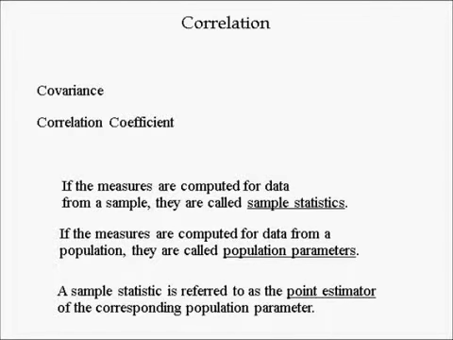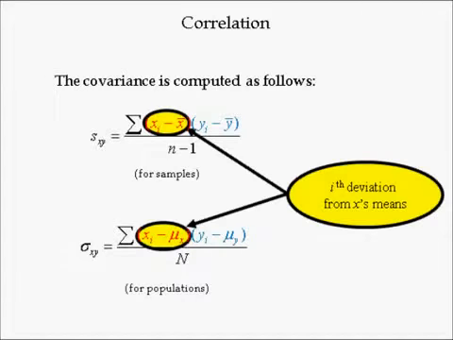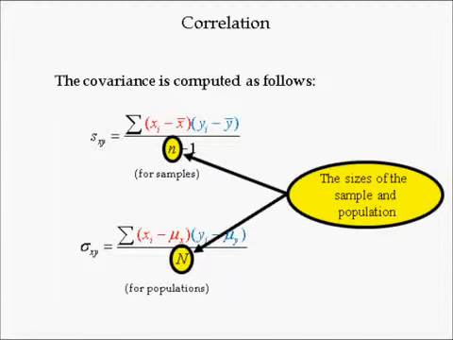The procedure used to compute a sample statistic is referred to as the point estimator of the corresponding population parameter. When numbers are substituted into the procedure, the resulting number is a point estimate of the population parameter. The covariance equations are similar to the variance equations. Each deviation from x's mean is multiplied by the corresponding deviation from y's mean, which are then summed up. After summing the products of deviations from the population means, the sum is divided by the size of the population, capital N. The result is a population covariance.